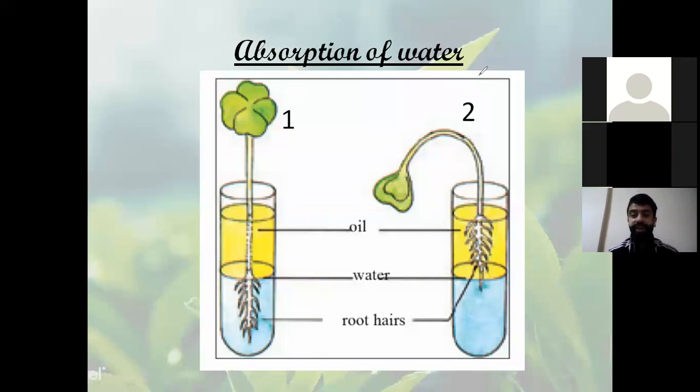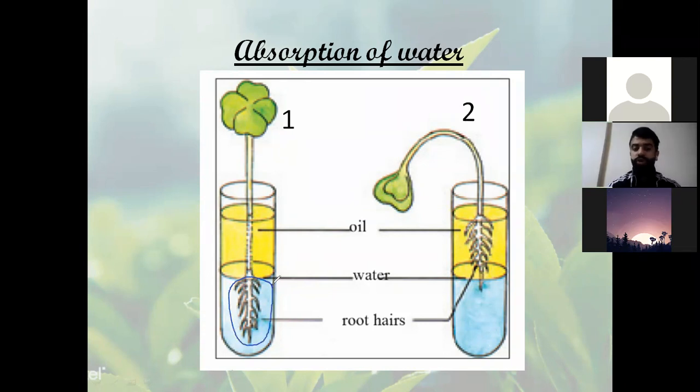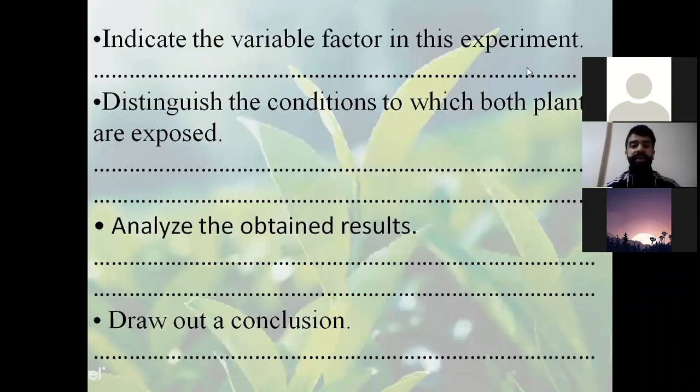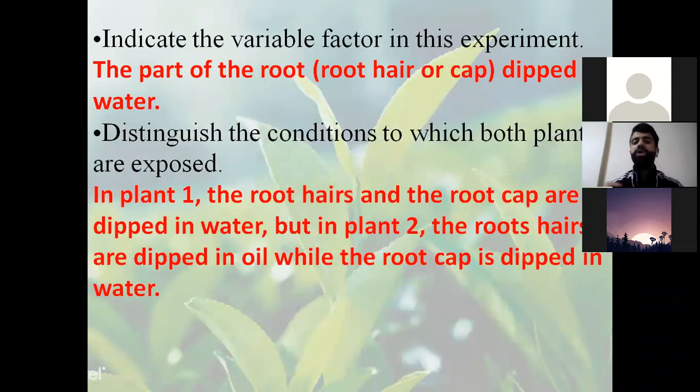The variable factor here in this experiment: which part is found in water, the root cap or the root hairs? Here we have root cap and root hairs, both of them in water. While here, the root hairs are in oil, and the root cap in water. So here is the variable factor: the part of the root hair or the root cap. Dip means that it is found or placed in water. Distinguish the conditions to which both plants are exposed.